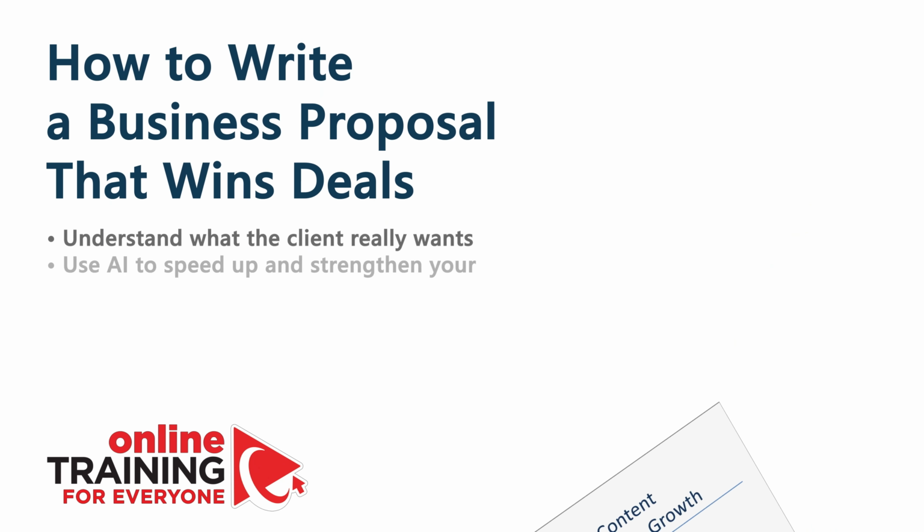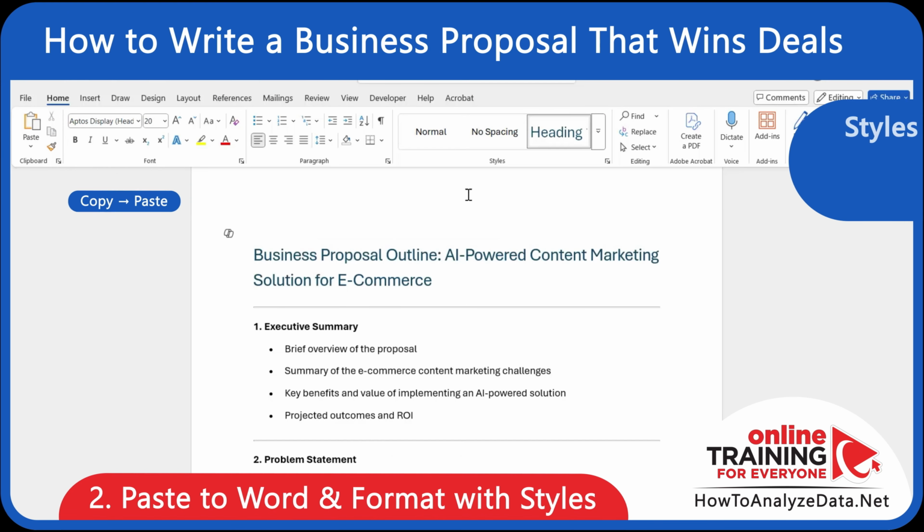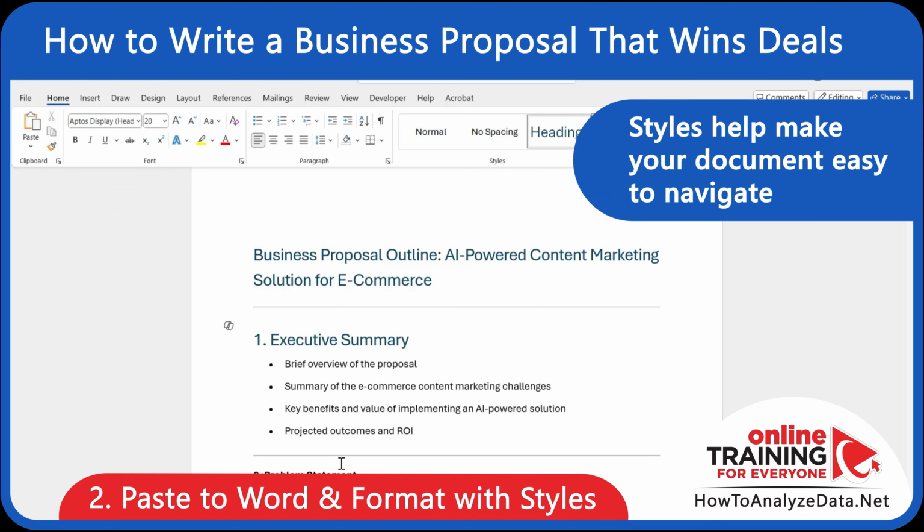We'll ask ChatGPT to write a business proposal outline for an AI-powered content marketing solution for e-commerce. This gives us all the key sections: executive summary, problem, solution, timeline, budget, and call to action. Now we can paste this into Word and apply heading styles to structure the proposal. Styles help make your document easy to navigate, especially when clients are just glancing at it.